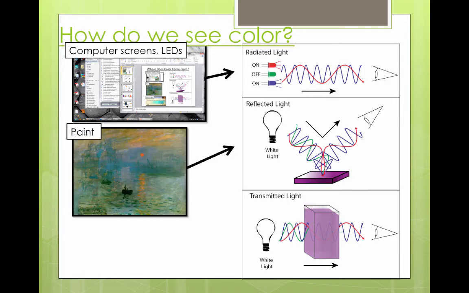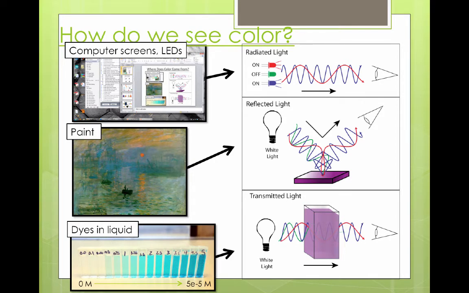If we're talking about reflected light, like the colors we see in paint, we are actually seeing the wavelengths that paint is reflecting and not seeing the wavelengths that the paint is absorbing. So, for example, if we're seeing a purple color, the paint is reflecting blue and red and absorbing green.